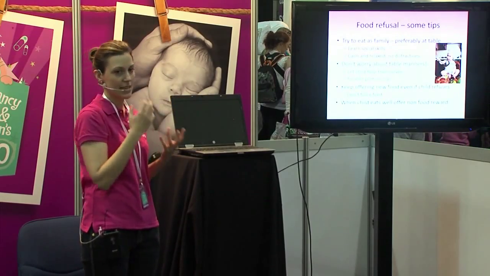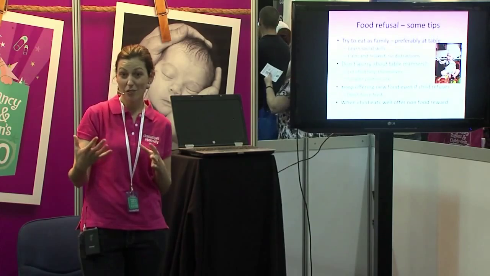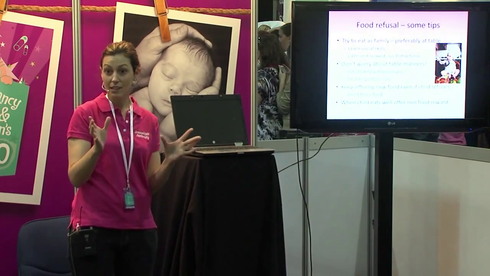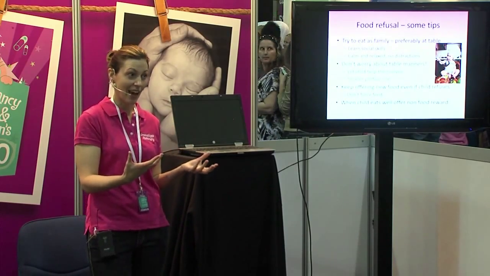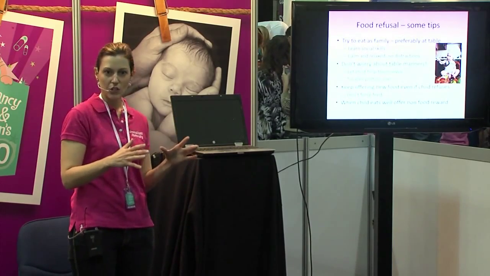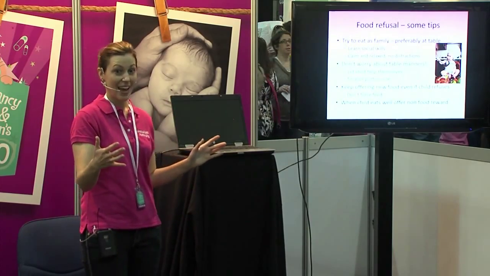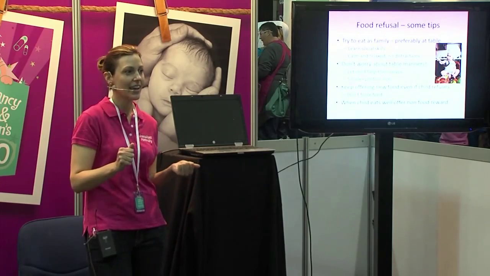Some tips to manage these children: obviously try to eat as a family, preferably at the table. Create a lovely environment where the kids can learn good social skills relating to food. Make sure it's as calm and relaxed as possible if you've got lots of little kids, but with no distractions, so no TV or anything like that. Don't worry about table manners. Let the child help themselves to food, okay?